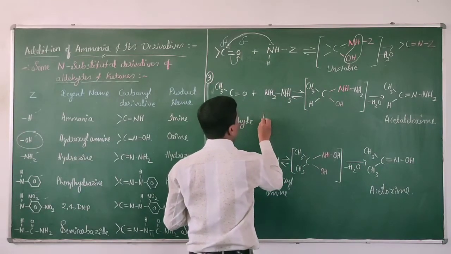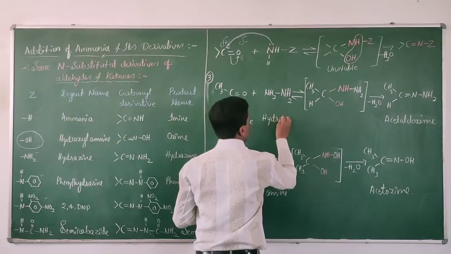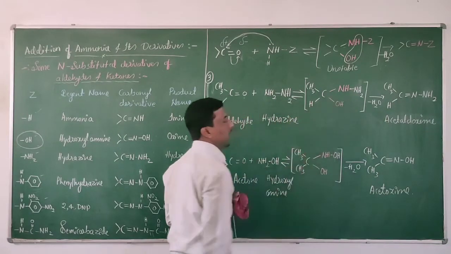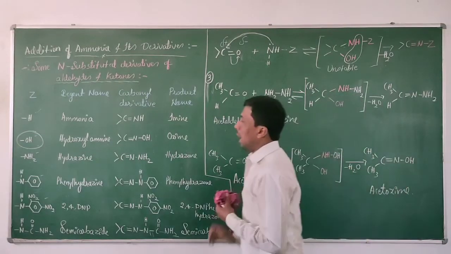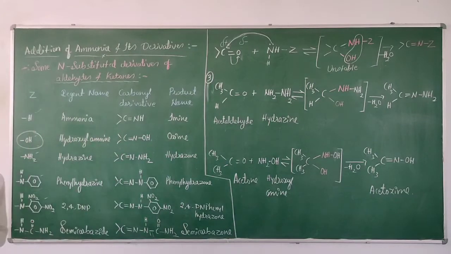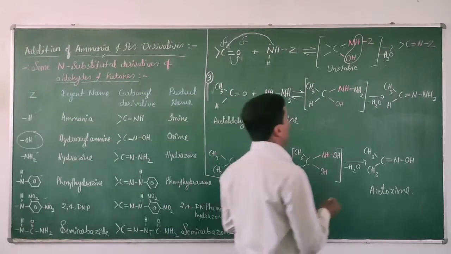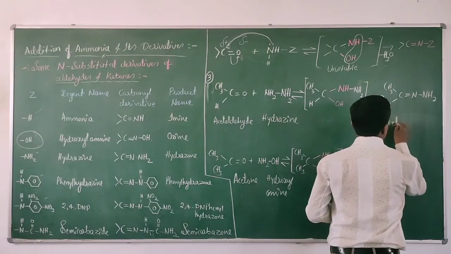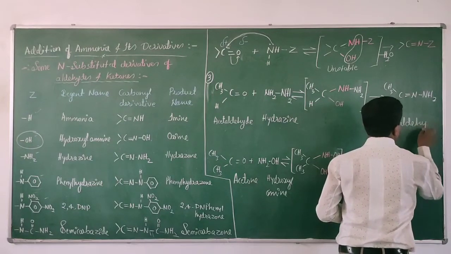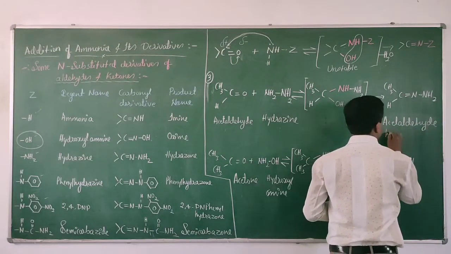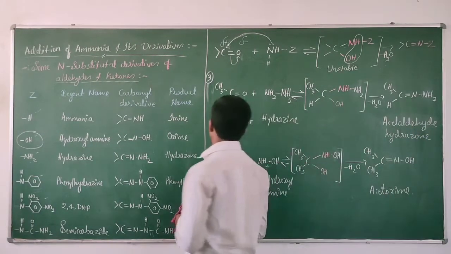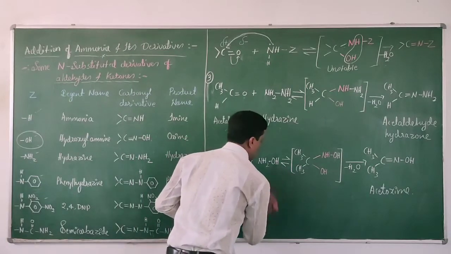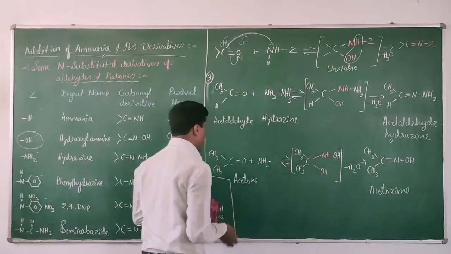When acetaldehyde reacts with hydrazine, an intermediate is formed, then it loses the water to form the final product, acetaldehyde hydrazone. Name of the product is acetaldehyde hydrazone. Now consider the reaction of hydrazine with the ketone acetone.